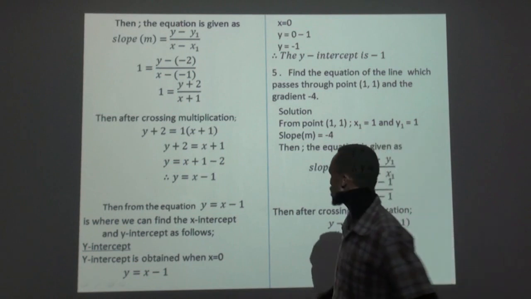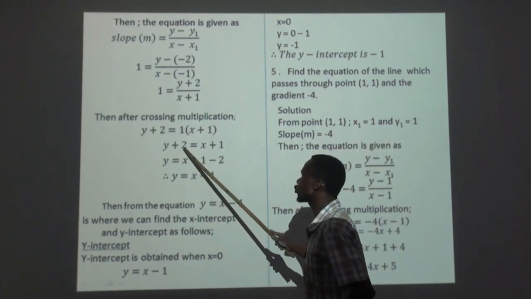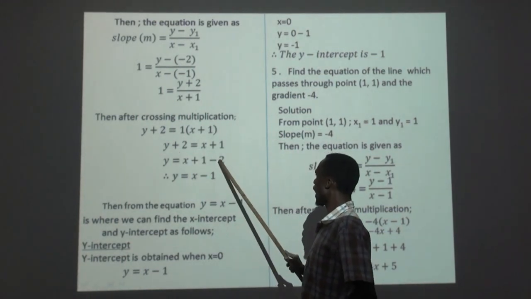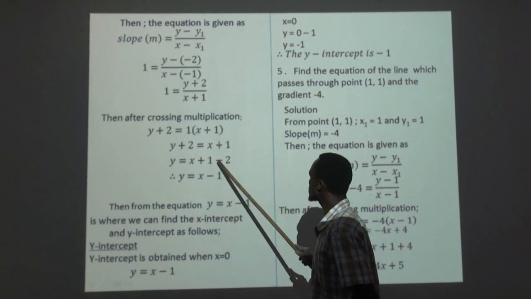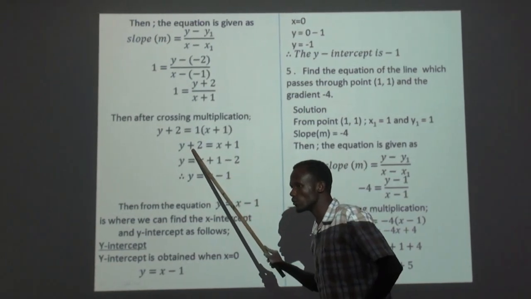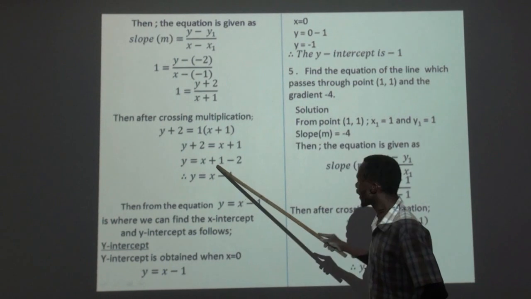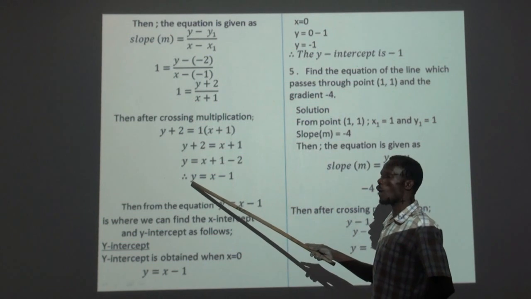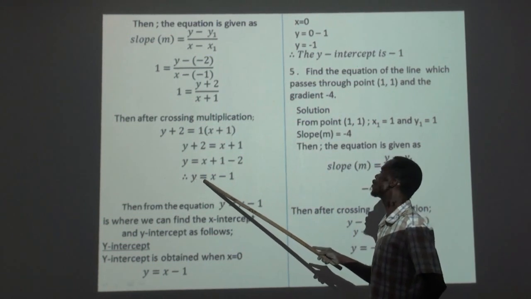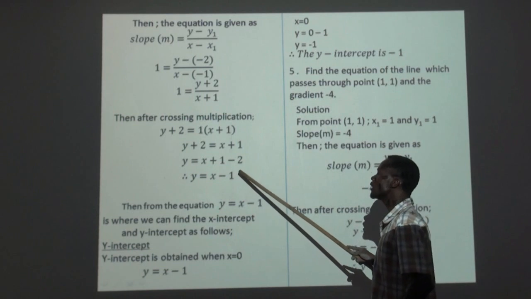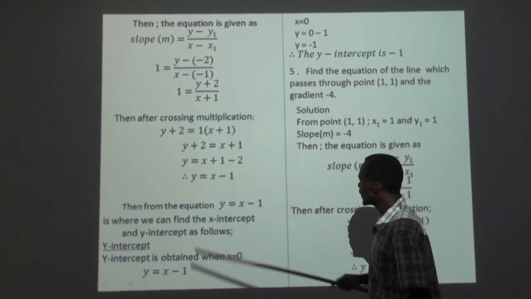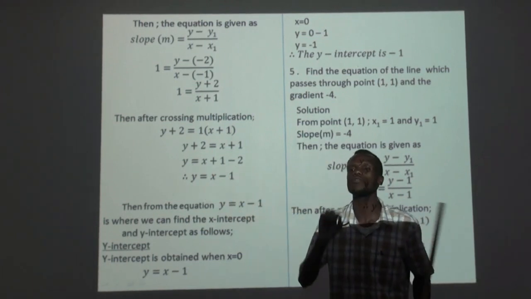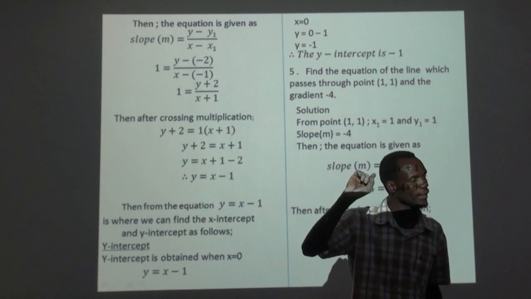Do you understand? And that's why here I've taken this positive 2 to the other side, and I have written it as negative. Now it is negative because it was what? Positive. Now positive 1, negative 2 is equal to negative what? 1. And that's why our equation now is y is equal to x minus 1. Then from the equation that you have got here, it is where you can find the x-intercept and the y-intercept.